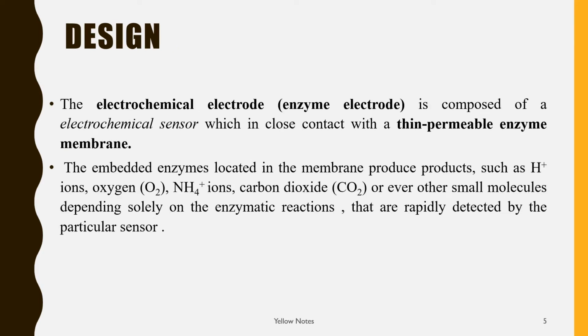Design of enzyme electrodes. The enzyme electrode is composed of an electrochemical sensor which is in very close contact with a thin permeable enzyme membrane. The embedded enzymes located in the membrane produce products such as hydrogen ions, oxygen, ammonium ions, carbon dioxide, or small molecules depending solely on the enzymatic reactions. Further, they are rapidly detected by the particular sensor. The magnitude of the response gives the precise estimation of the prevailing concentration of the substrate.